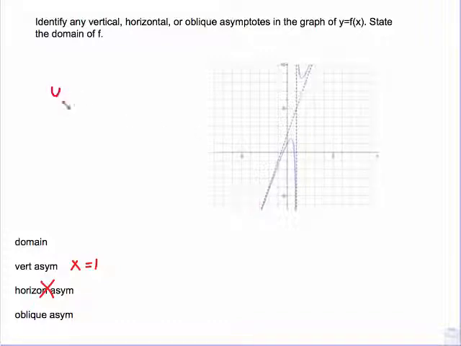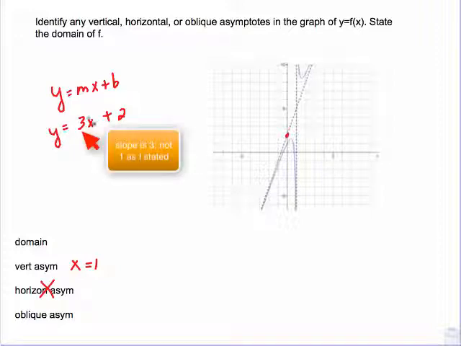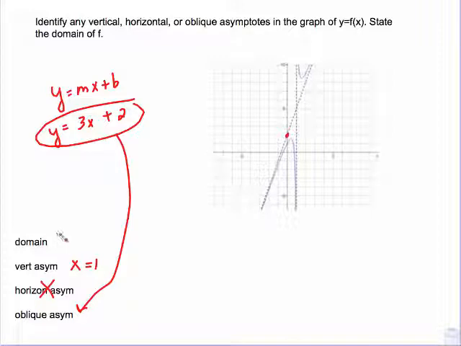To name the equation of a line, y equals mx plus b, we need a y-intercept and we need a slope. The y-intercept is right here, which is 2. Then to get the slope from the graph, I just have to count to get from a nice, neat, what I call corner point to another corner point. So this is up 1, 2, 3 over 1, so the slope is 3. So this is the line y equals 3x plus 2. And that is your oblique asymptote for this graph. Name the domain, going back to the vertical asymptote, is from negative infinity to 1, union with 1 to infinity.